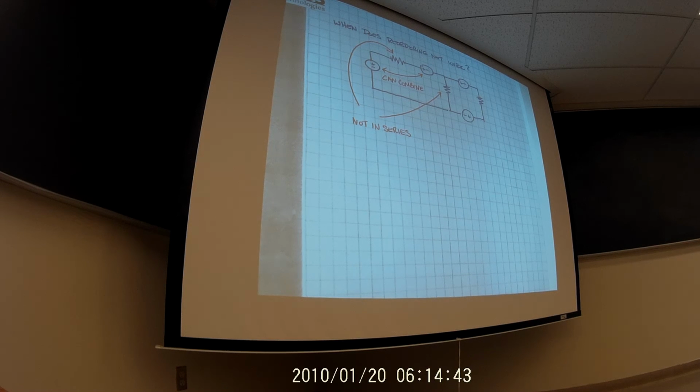Now we'll learn ways to deal with circuits like this. Because we've talked about combining things together in series, there's also ways to combine things together in parallel. We've already talked about combining resistors together. Sources, the rules are a little bit different.